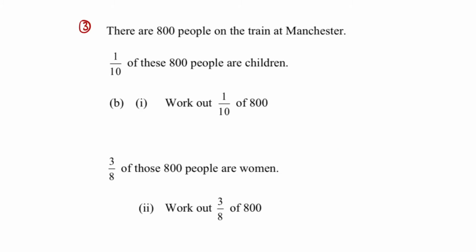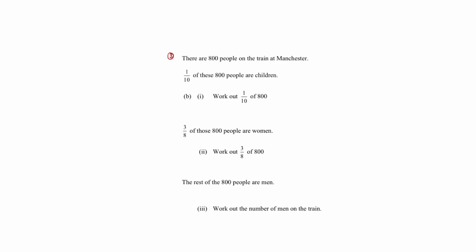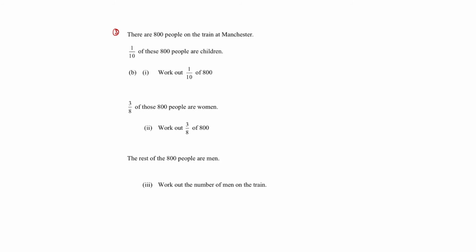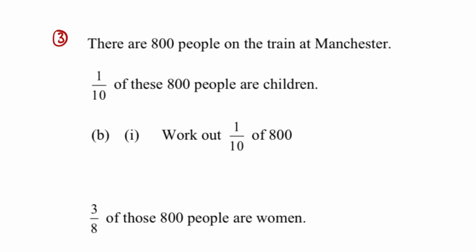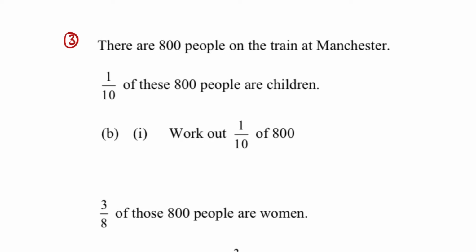Now, our next question is quite a long one. I'll just show you that. There's a few different bits to it, so we're going to do it one bit at a time. So first of all, there are 800 people on the train at Manchester. 1/10 of these 800 people are children. So the first job is to work out 1/10 of 800, and that'll tell us how many children there are.